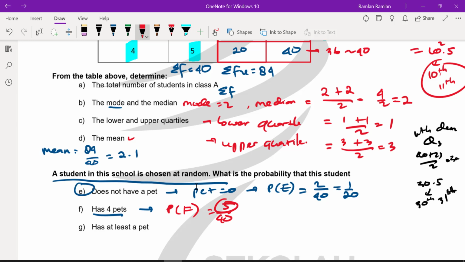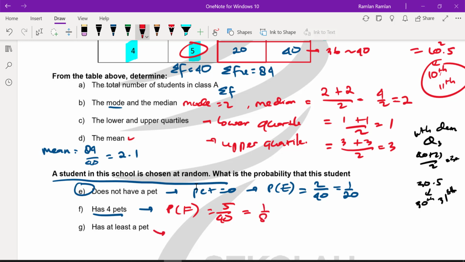Why is it 5 over 40? Because we have 5 students who have 4 pets, and 40 in total, the number of students in this population, or in this survey. Then again, guys, we need to simplify this into the simplest form. The simplest fraction will be 1 over 8.